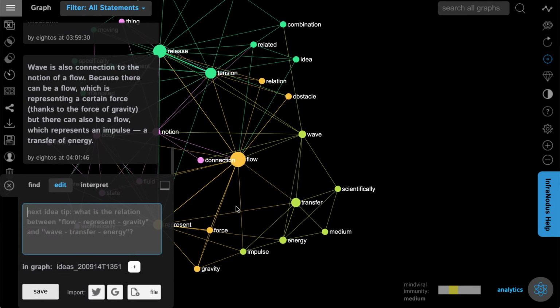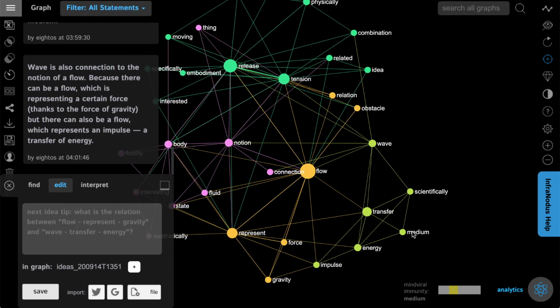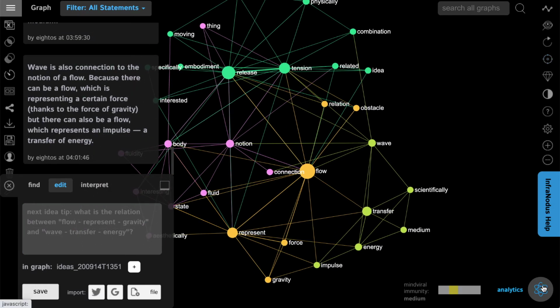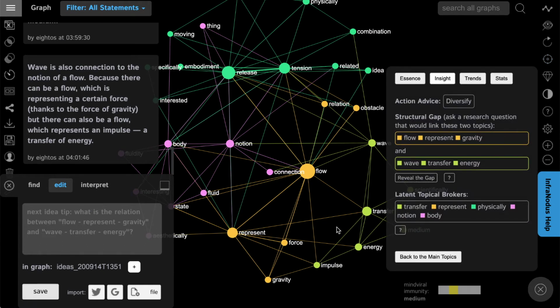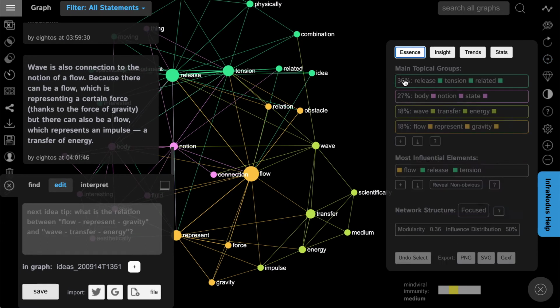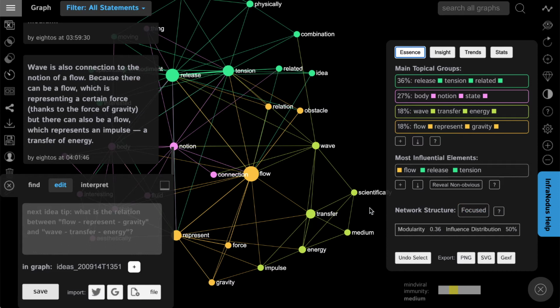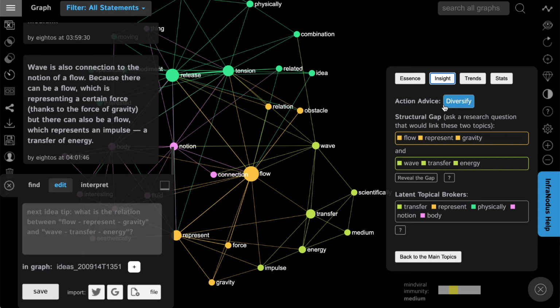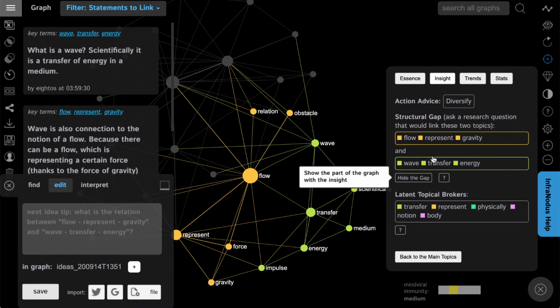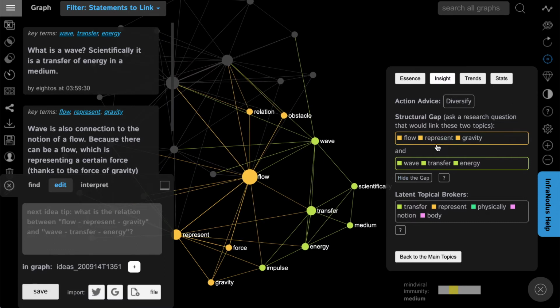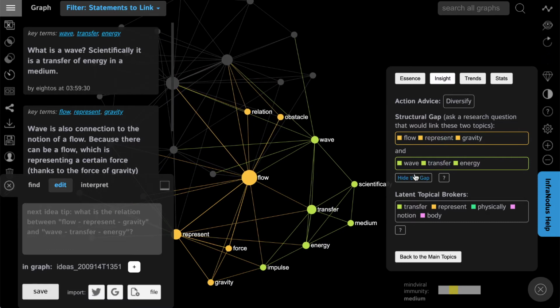See, now it's much more interconnected with the rest of the discourse. The network structure is now focused, so that means it's not anymore biased, so we can still develop here the action advices to diversify, to ask a research question that would link these two topics: flow, represent gravity, and wave, transfer energy. So the easy way to do this is just to ask yourself, okay, what is the relation between the flow, represent gravity, and wave, transfer energy?